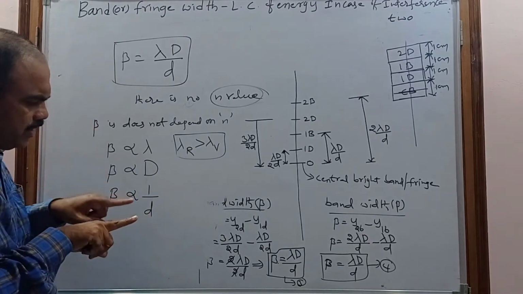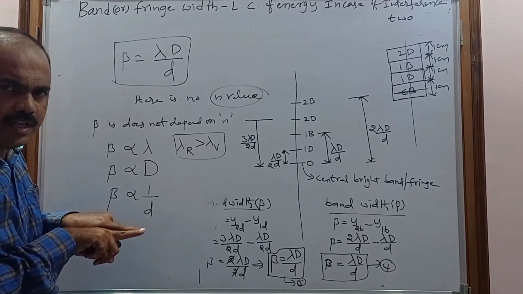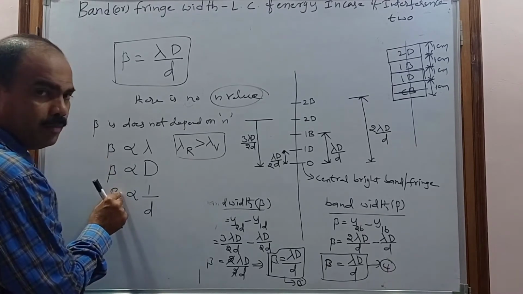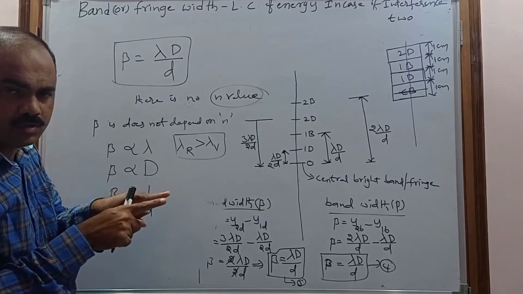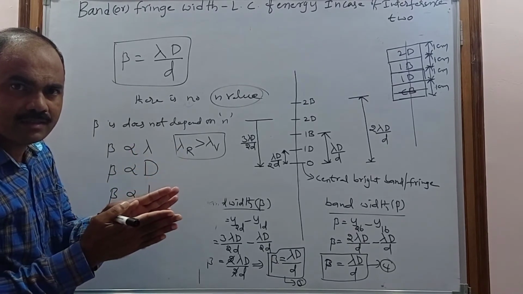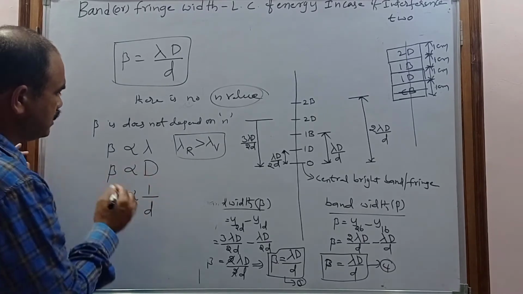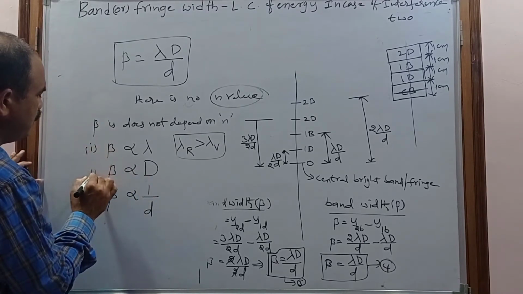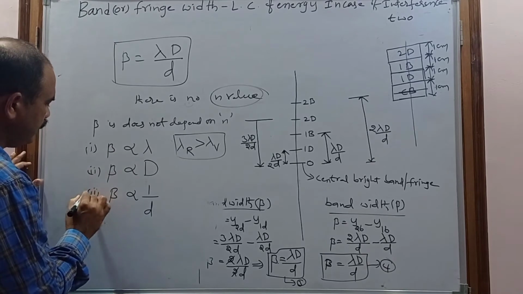And nothing but, if the distance between the two slits is very small, then only the bandwidth will be more. And if the distance between the two slits increases, the bandwidth will be what? Decreases. The bandwidth will decrease. So these are the three things you have to remember from this bandwidth.